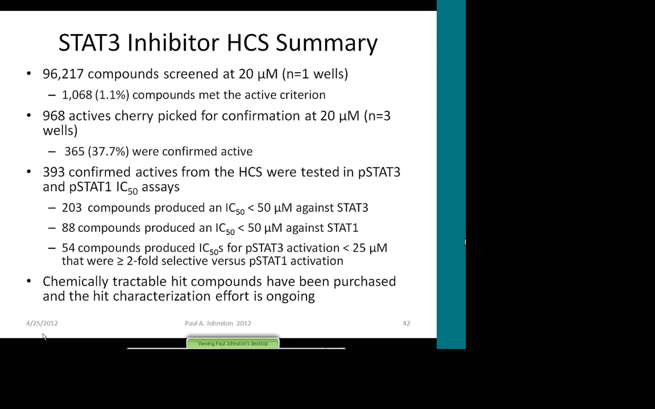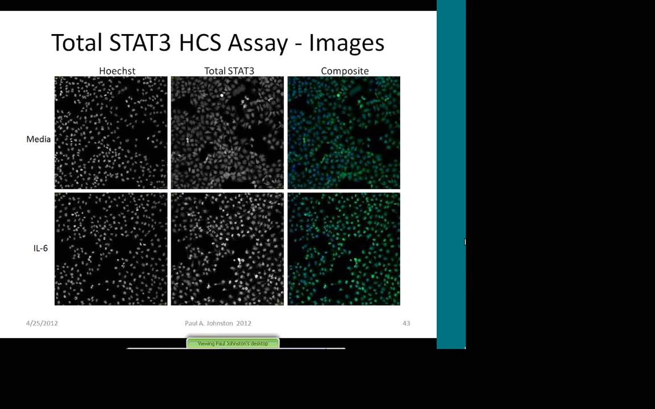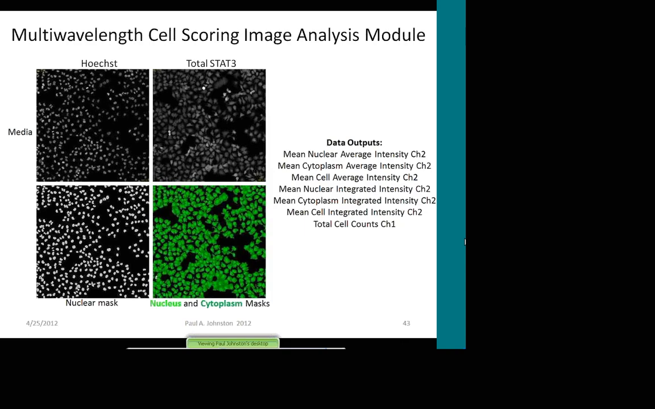So the chemists took a look at those 54 hits and they selected chemically tractable hit compounds. And we looked at those compounds and did a hit characterization. These are just some images using the total STAT3 antibody. You've seen data like this before.